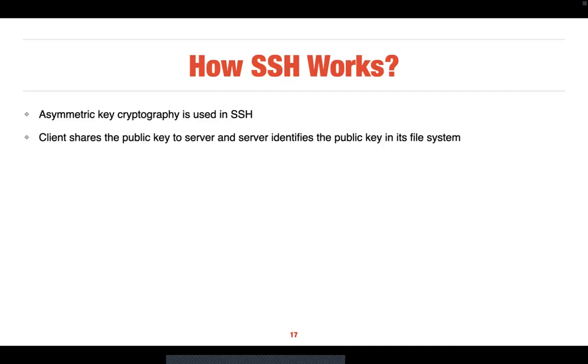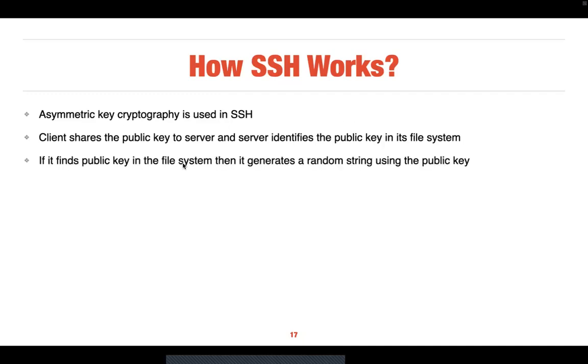If it finds the public key in the file system, then it generates a random string. The server will generate a random string, and it will encrypt that string using that public key. So that string will be encrypted and sent to me. The server generates that string, encrypts it, and sends it to the client.